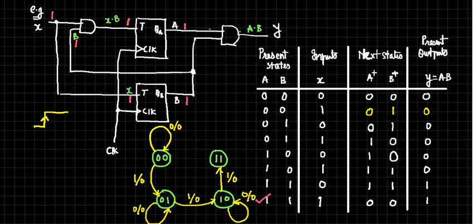Then 1 1. Tell me 1 1. It will maintain the same state, but when the input is 0, the output is 1 now. Similarly, the last state goes back to the original state. The input is 1, and the output is also 1. Now, is this fine? Are you getting this diagram? Correct? Okay. Now, let's take one more example of this.